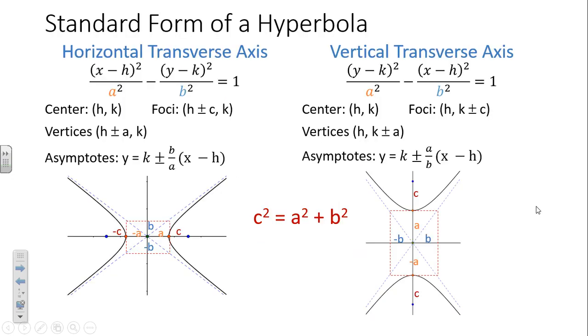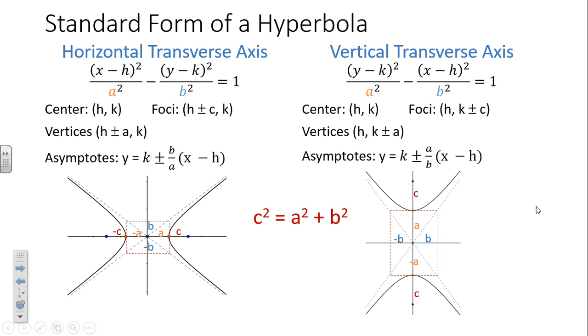Standard form of a hyperbola. Again, we have a horizontal or a vertical transverse axis. Horizontal and vertical focal axis. What do you notice about the equations compared to ellipses? Very similar to ellipses. They have a minus. That's your most important distinctive difference. Okay? Instead of closing it in, it makes it push out. So notice the minus between. What else do you notice?